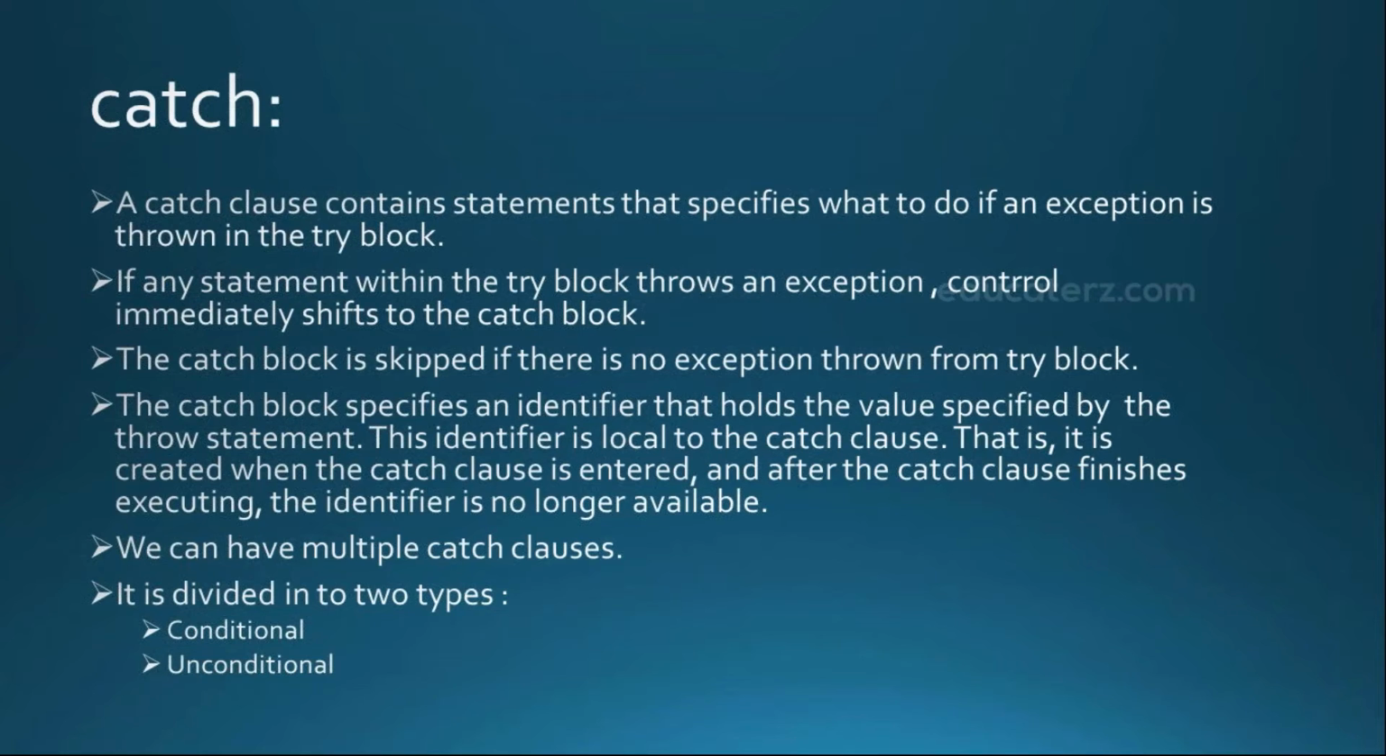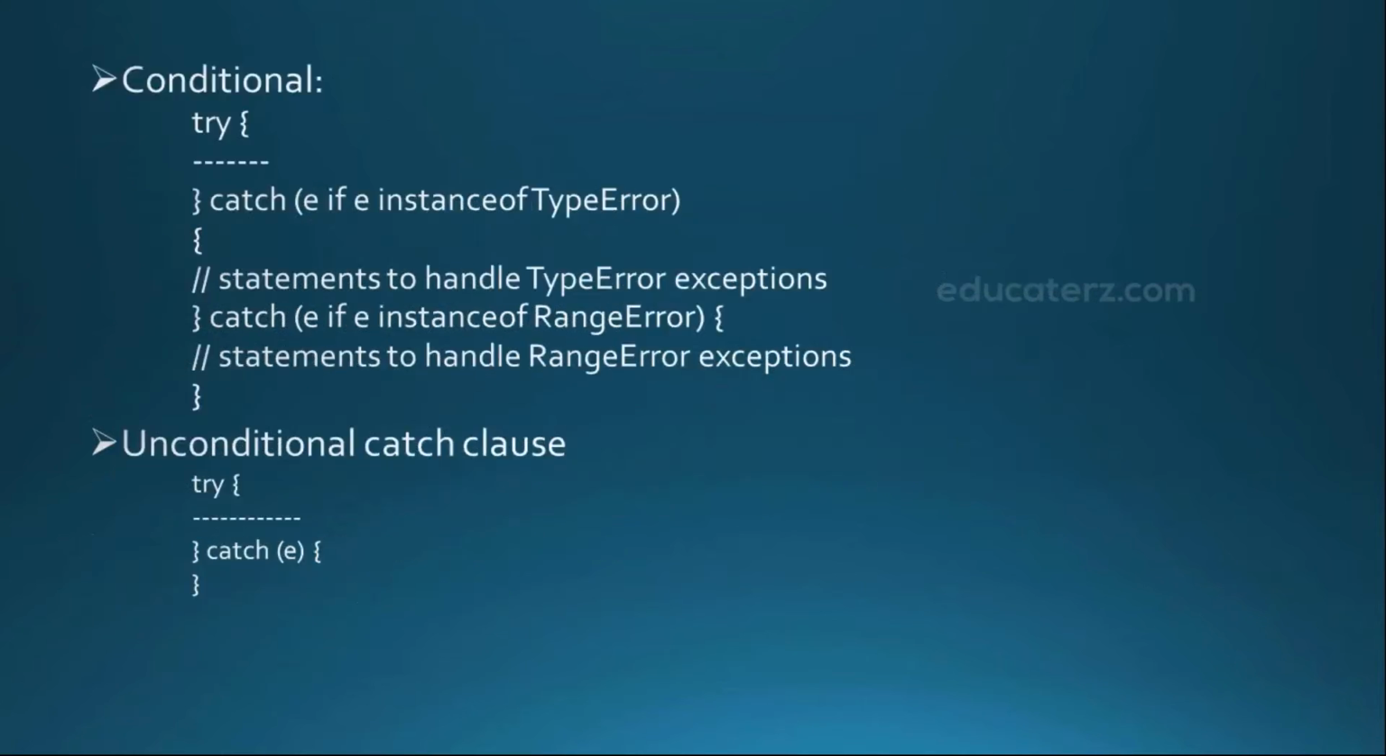Here we can have multiple catch clauses. It has been divided into two types. One is conditional and the second is unconditional. Conditional in the sense that if the try block throws an exception of some X type, we'll be checking whether that thrown object is an instance of a particular type or not. If the given object is an instance of a particular type, then we'll be executing that catch block code.